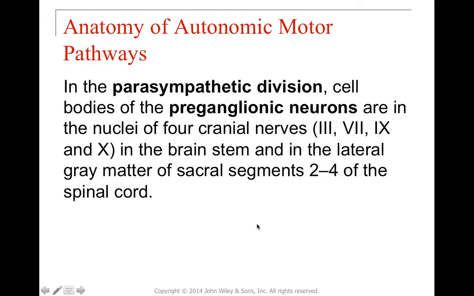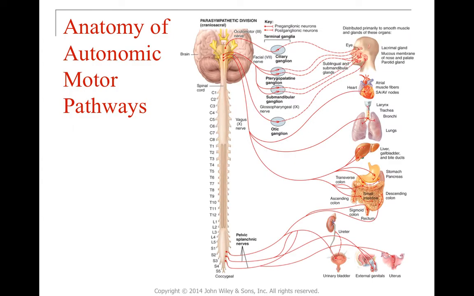But if we look at the parasympathetic division, the outlets are going to come from the nuclei of 4 cranial nerves, cranial nerve 3, 7, 9, and 10. Again, those are found in the brainstem. And then also in the lateral gray matter of the sacral segments, the very bottom of the spinal cord, segments 2 through 4. So again, if you remember, this is where all the sympathetic innervation came out. This is where all of the parasympathetic innervation comes out.